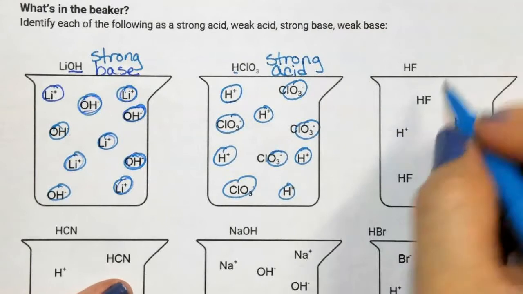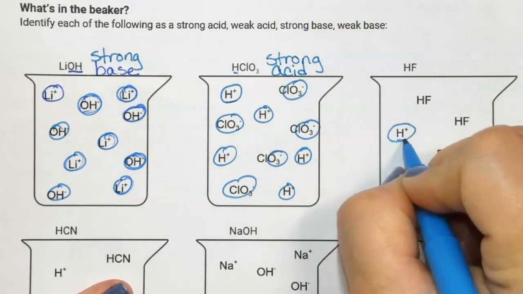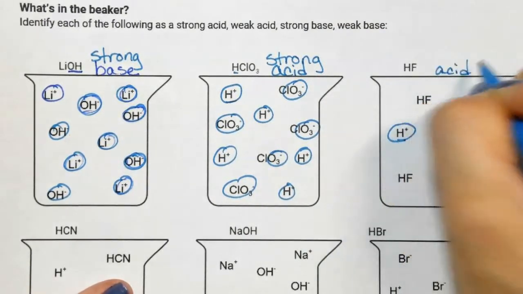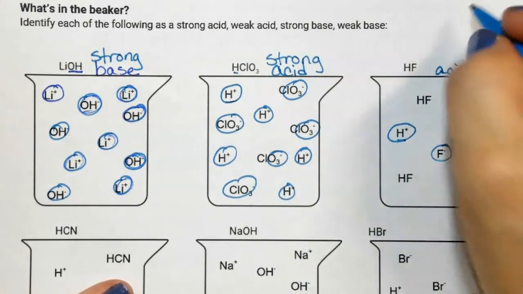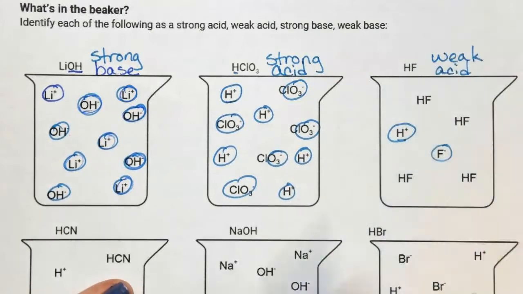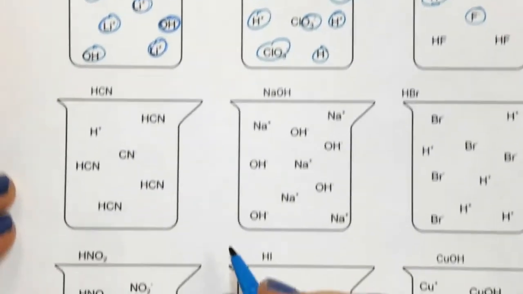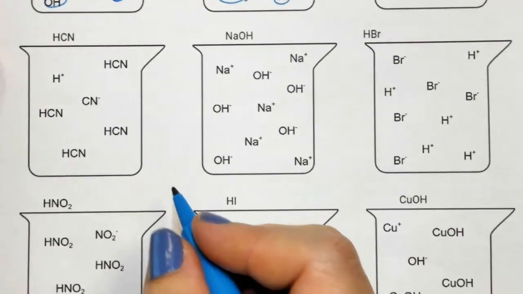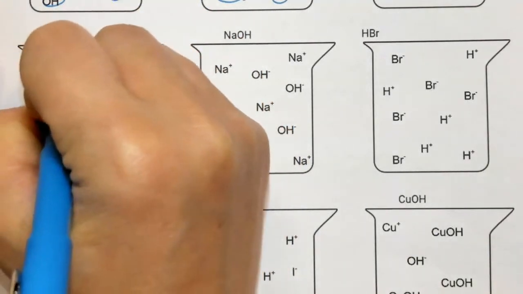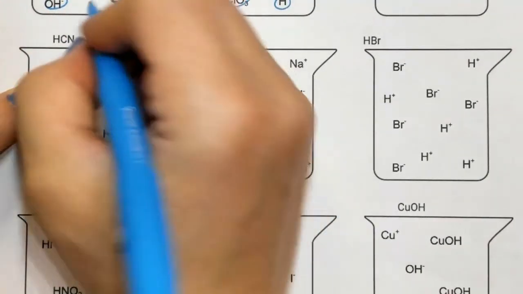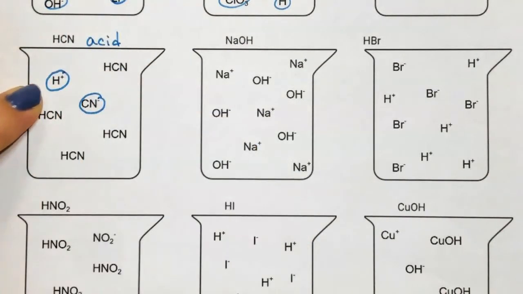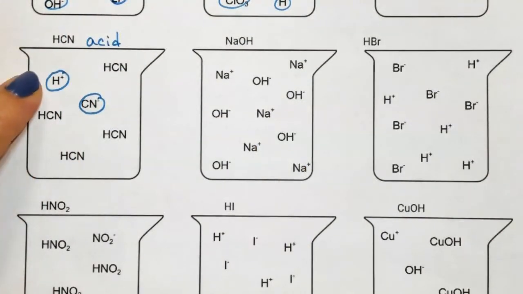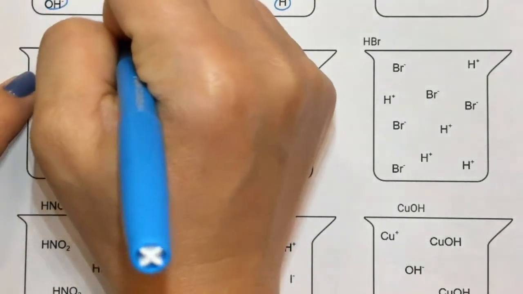Okay, over here, I have this H+. That's how I know this is an acid. And then only these have a positive or negative charge, so that means this is a weak acid. Now I'll go to HCN, and I can see this H+ in the beaker. That's how I know that this is an acid. I'm going to circle everything with a positive or negative charge, and since it's only these two and nothing else, this is a weak acid.